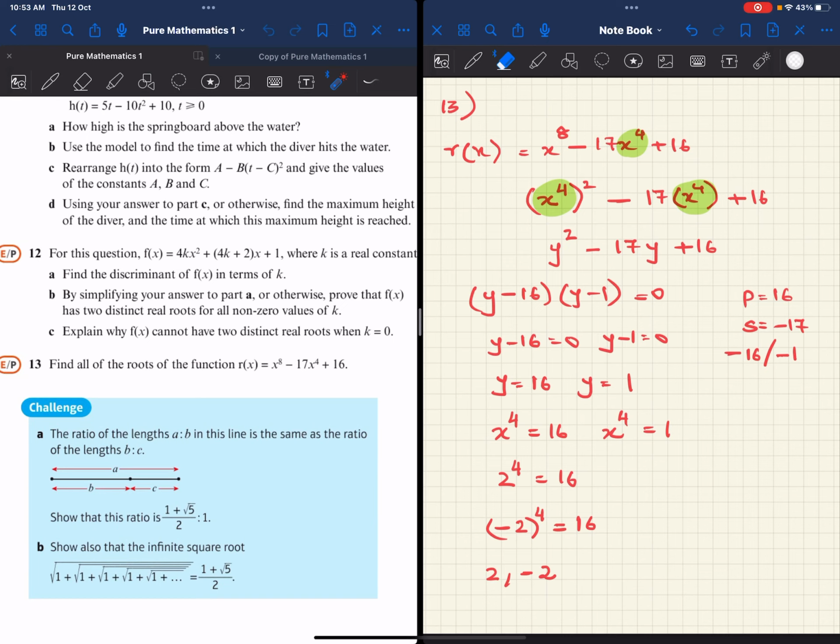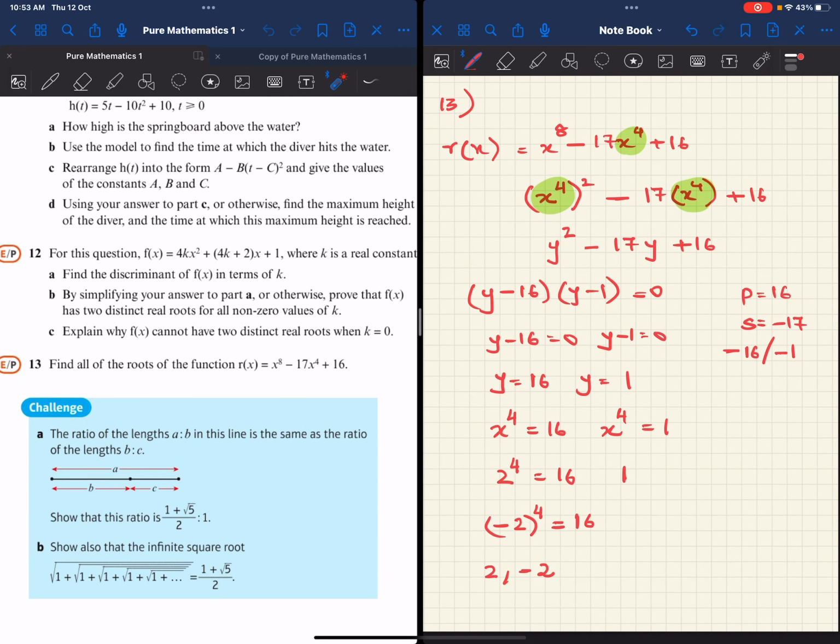And here, what value to the power of 4 gives me 1? So 1 to the power of 4 gives me 1. And also negative 1 to the power of 4 will give me 1. So I have values 1 and negative 1. And that answers question number 13.